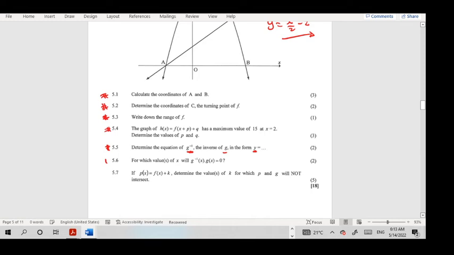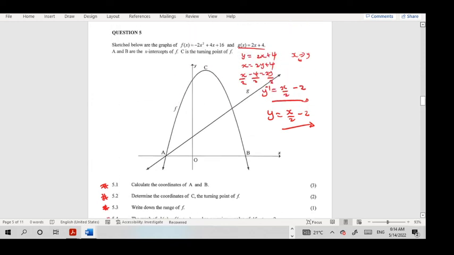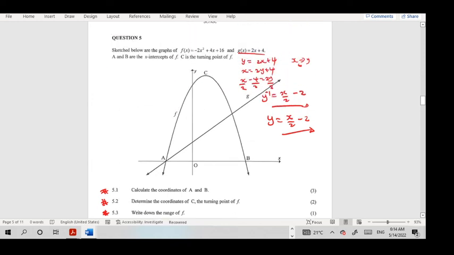And now 5.6, we are asked to find for which values of x the inverse of g of x multiplied by g of x will give you equals 0. They're saying we want to find the x values such that when you multiply the inverse with g, it must give you a solution equal to 0.